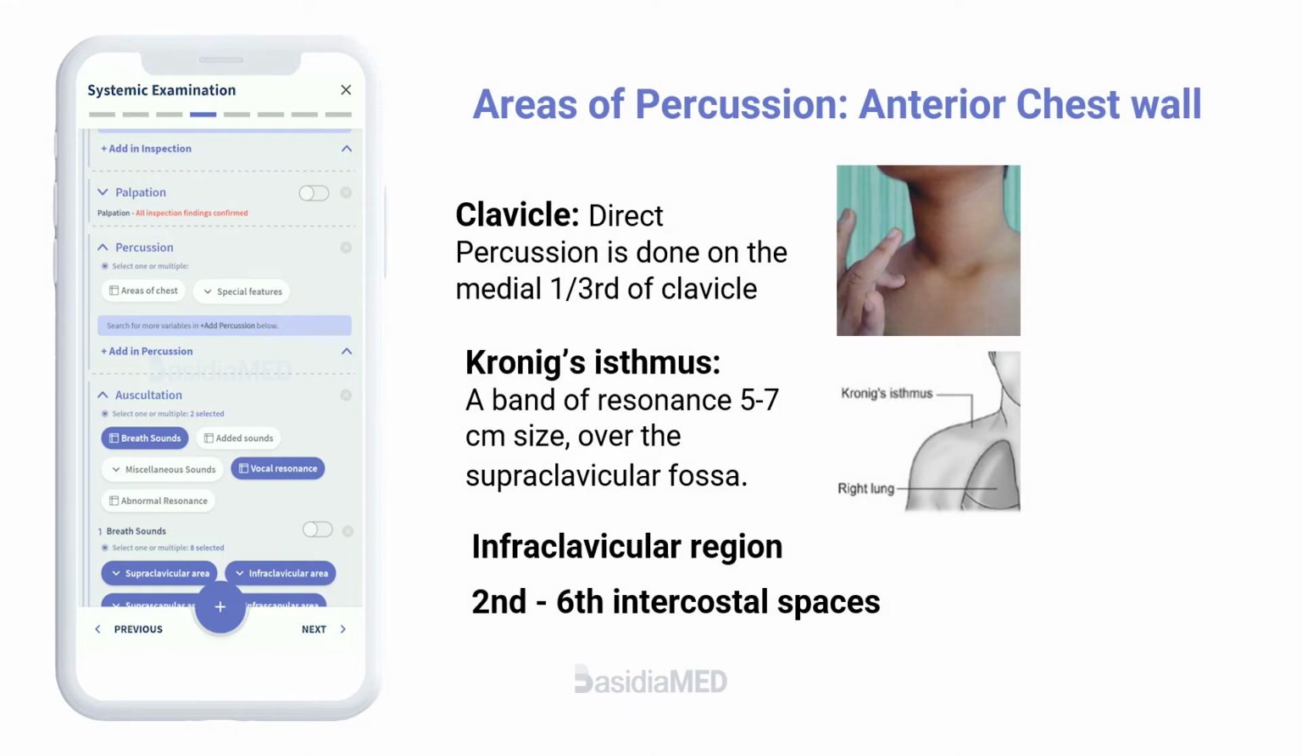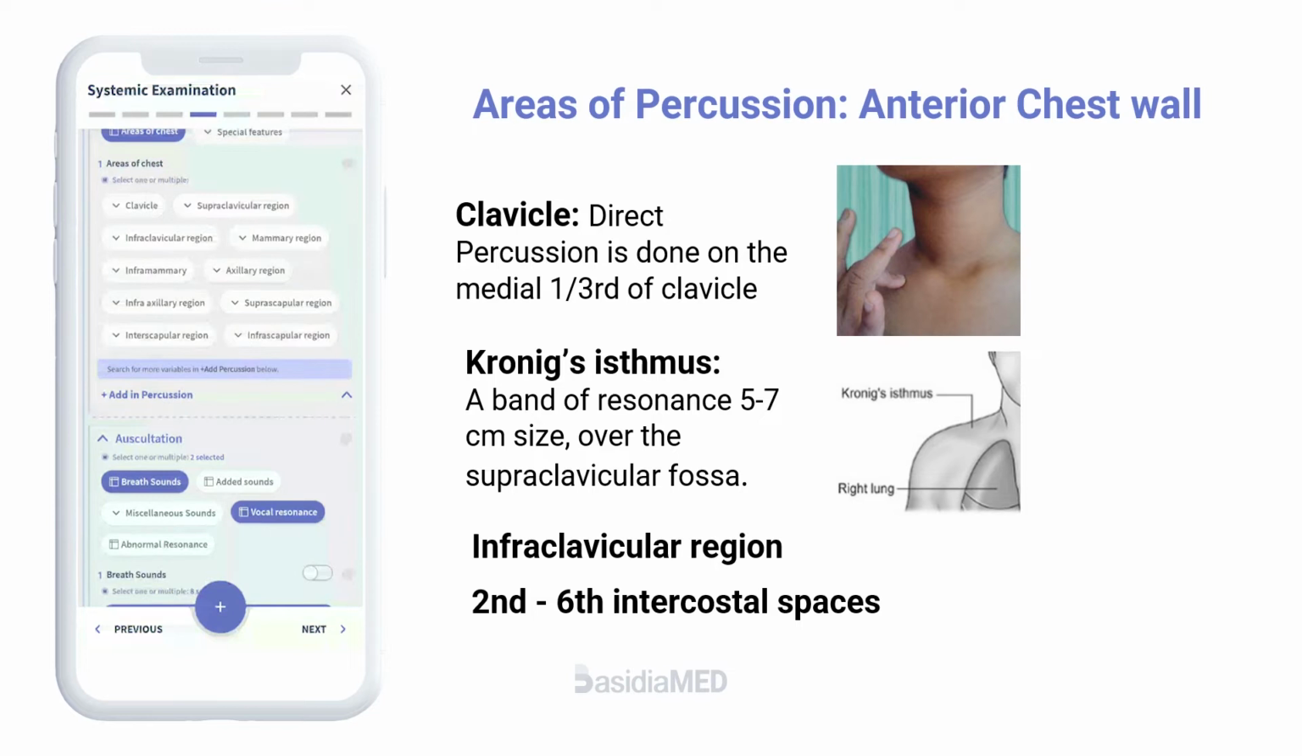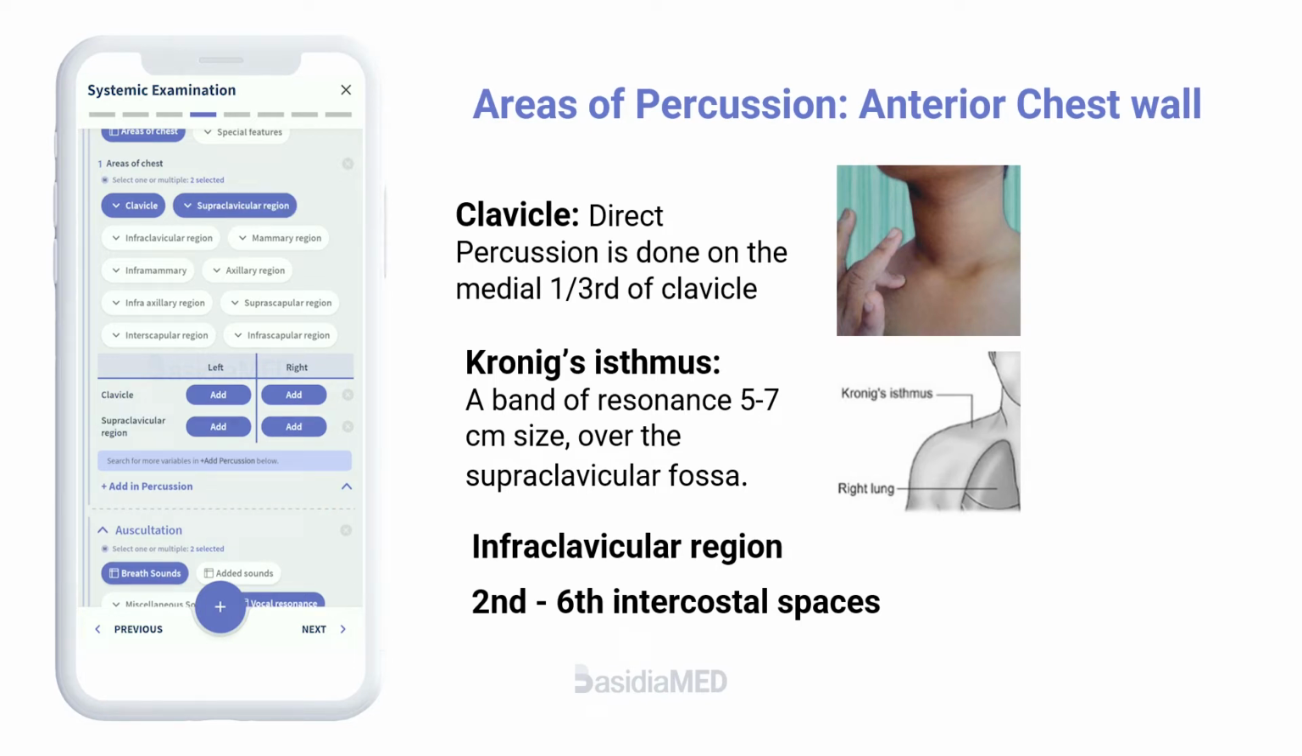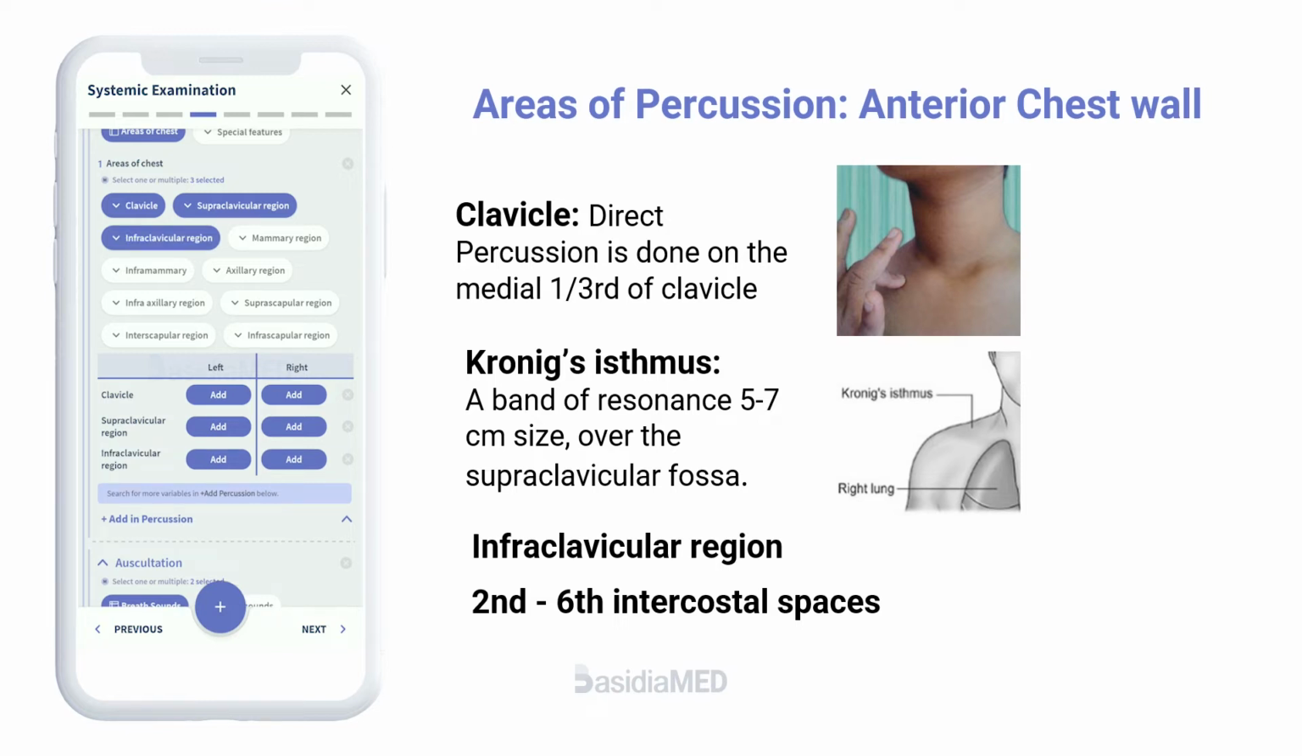Areas to be percussed on the anterior chest wall include the clavicle. Direct percussion is done within the medial 1/3 of the clavicle. Supraclavicular region, also called Kronig's isthmus. It is a band of resonance, 5 to 7 cm in size, over the supraclavicular fossa. The percussion is done by standing behind the patient, and the resonance of the lung apices is assessed by this method. Infraclavicular region, which lies below the clavicle and above the 3rd rib.